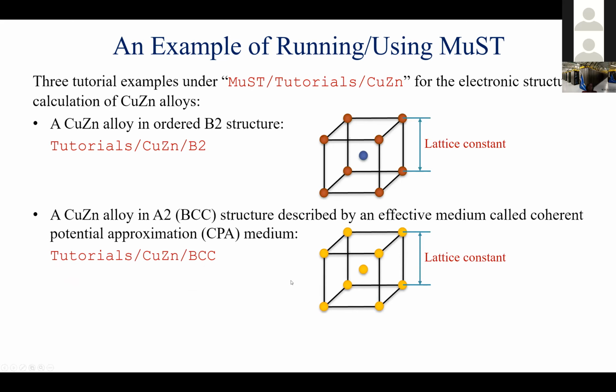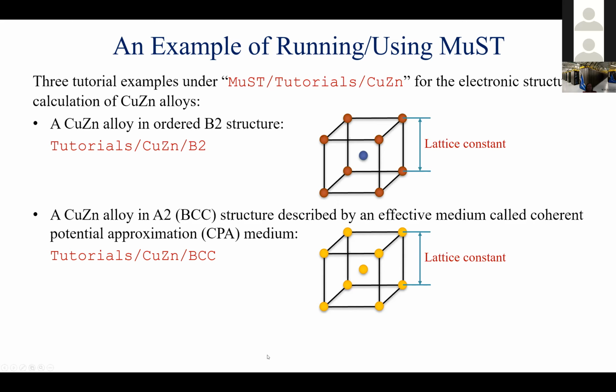We know that because at high temperature, it's a random alloy. So how do we simulate random alloys? For low temperature, it's easy. We know it's ordered, right? It's easy to do. But for high temperature, when we simulate a random alloy, we can use an approach called the coherent potential approximation. That is, we try to find the effective medium that represents such a system. That's one way of doing it.